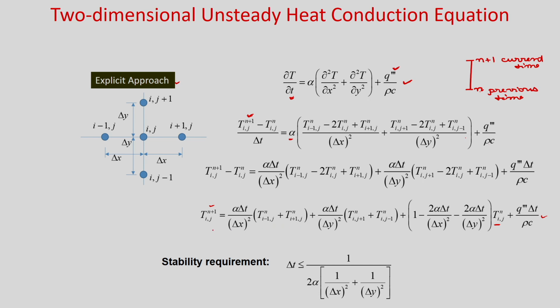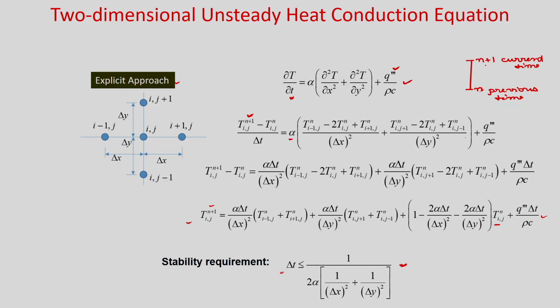This is known as explicit approach, but the limitation is on the time step, which you will get from the stability criteria, and here delta t you have to choose from this stability requirement. Okay. So, delta t should be less than or equal to 1 by 2 alpha into 1 by delta x square plus 1 by delta y square. So, obviously you can see if you refine the grid, then delta x and delta y will be smaller, and accordingly you have to decrease the time step delta t, when you are going from n to n plus 1. So, this is the time step delta t.